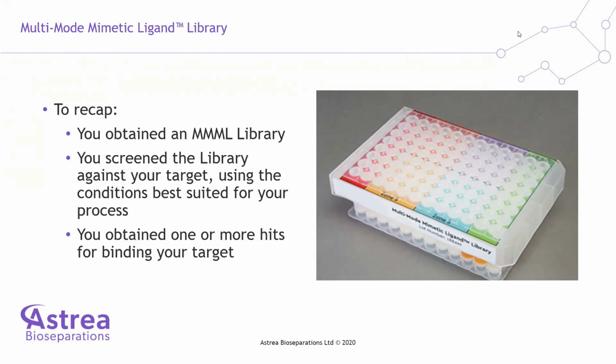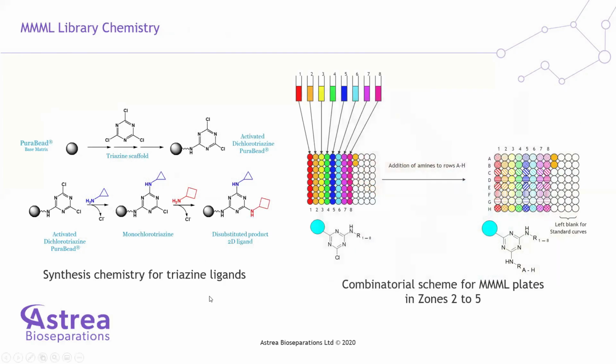So you screen the library using the conditions that are best suited for your process, the feedstock, the way it came with all the contaminants or impurities and competing proteins that you had. And then you saw one or more hits that bound your target. So next slide.